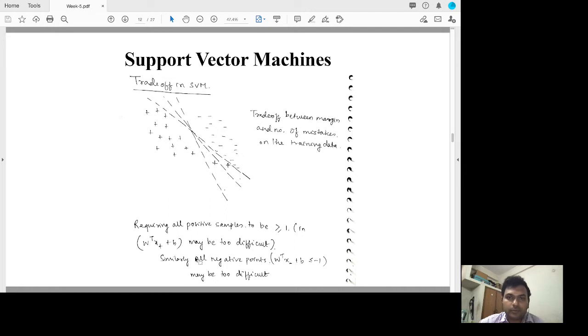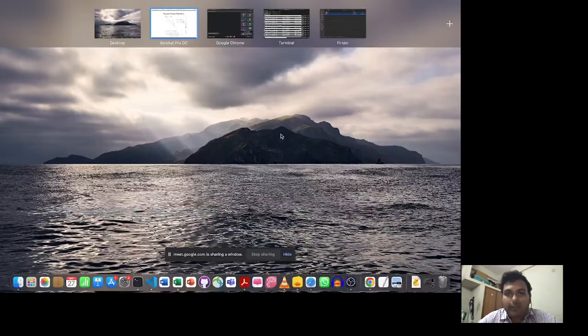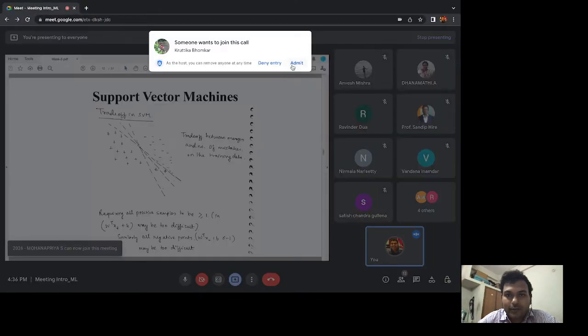Okay, now unfortunately, as with all machine learning problems, there is a trade-off in support vector machines also, like we saw in the first slide itself. But there may be cases where support vector machines will run into trade-offs which will not be easy to see at a glance.